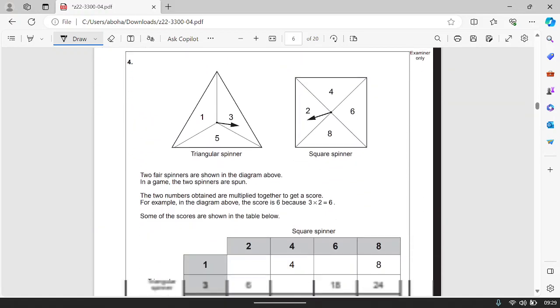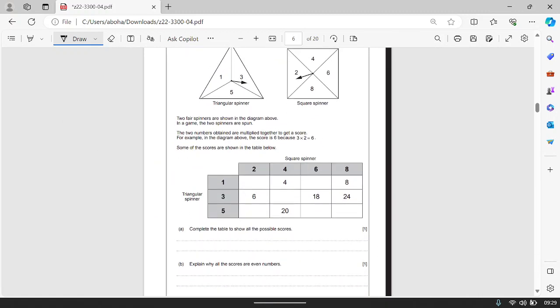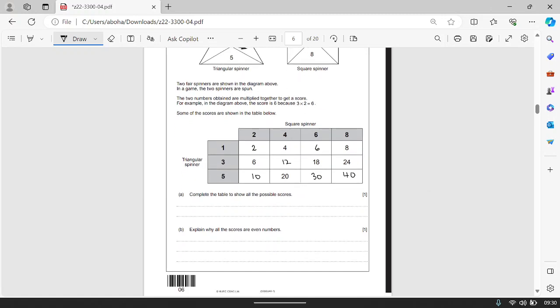Okay, moving on. Question 4. So the spinner is spun. The two numbers obtained are multiplied to get a score. So some of the scores are already shown. You've just got to fill the rest in. Well, this is pretty self-explanatory, isn't it? So 1 times 2 is 2. 1 times 6 is 6. 4 times 3 is 12. 2 times 5 is 10. That now is going to be 30. And that one now is going to be 40. So we've completed the table to show the scores.